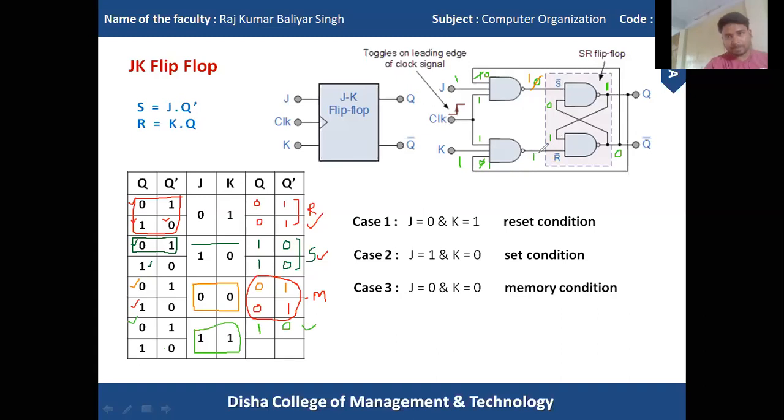Okay, it will replace 0. Now this one will supply to this NAND gate, it will produce 0. Clear? So now this 0 is fed back to this NAND gate. Now this NAND gate receives two input values, 0 and 0. So it will become 1 here.